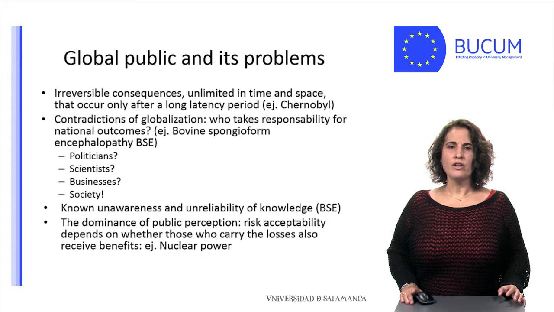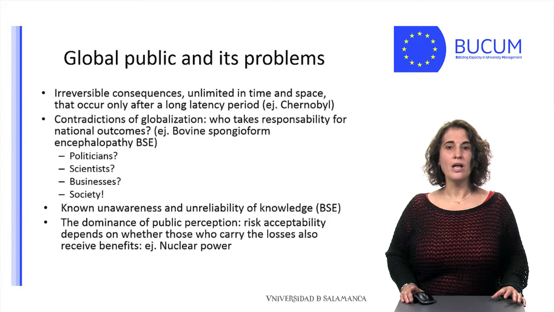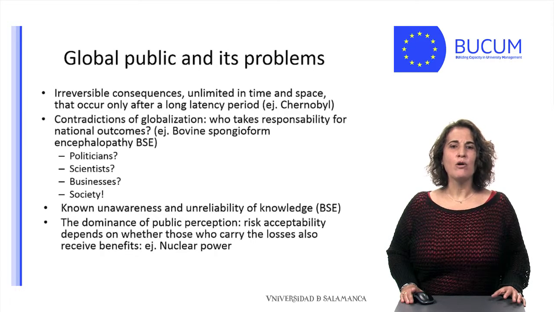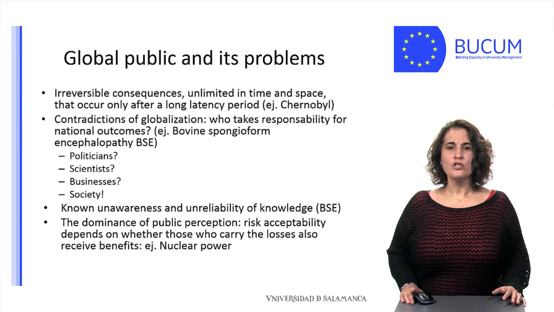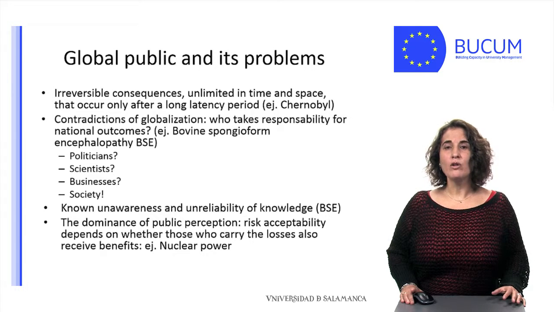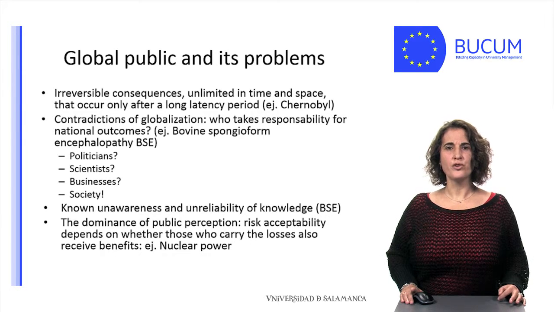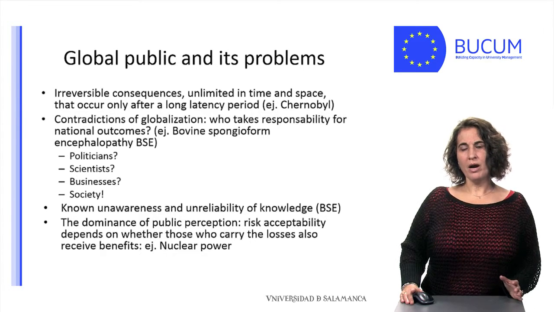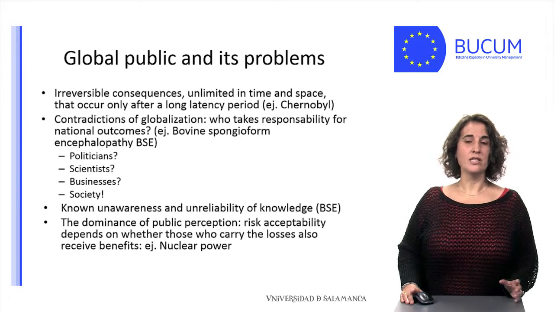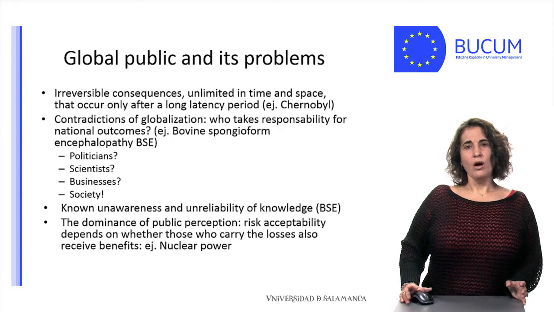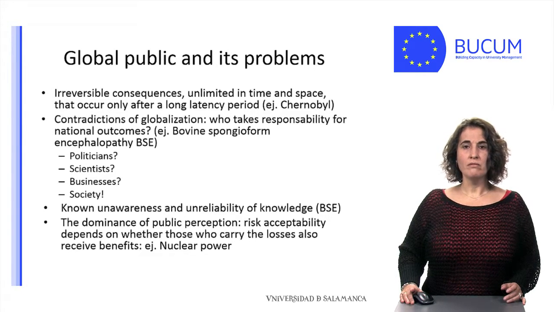So we have here a contradiction of globalization, because something happens in a country and the rest of the countries are affected as well. And who takes the responsibility for the national outcomes? Another example we can discuss here is the one related to the bovine spongiform encephalopathy, what was called the mad cow disease, that started in the United Kingdom in the 90s of the last century. A lot of money was lost because farmers had to kill many animals, and the problem is that the society was not informed. So who were the responsibles? Politicians, the scientists, the business managers, the society.